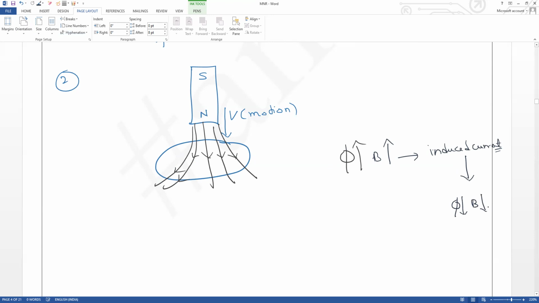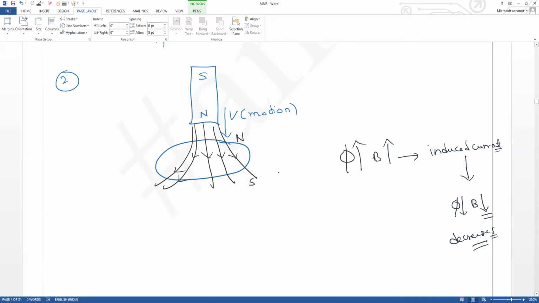Flux is going to decrease. B is going to decrease. Now it is decreasing. Decreasing means it will act in the same direction or the opposite direction? Opposite direction. So it is repulsion. Repulsion means what? Up, north pole, so down, what pole will come? South pole will come. So what is the direction?